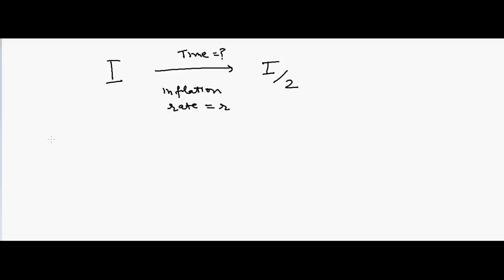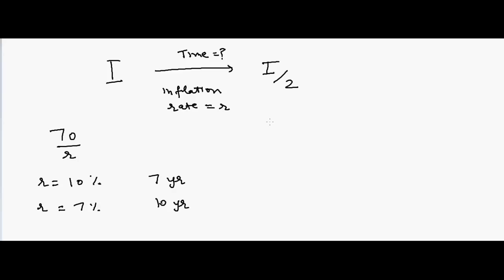The simple trick to approximate the time is, take the number 70 and divide it by r. So for example, if you have an inflation rate of 10%, then it will take 7 years for your money to become half of its value. And if the inflation rate is 7%, then it will take 10 years for your money to have half of its value. So how was this trick generated?